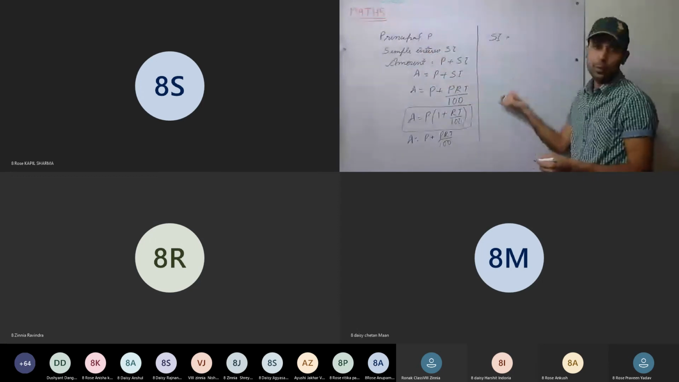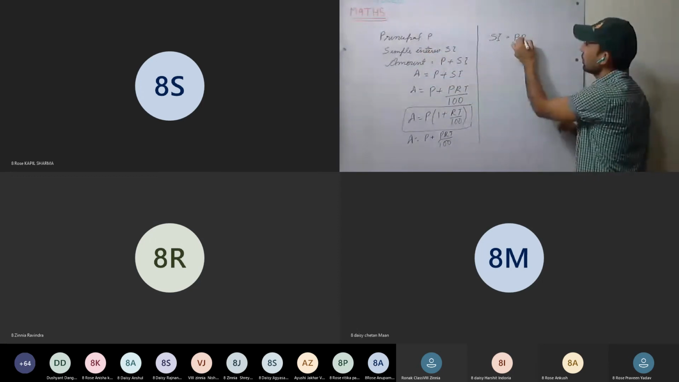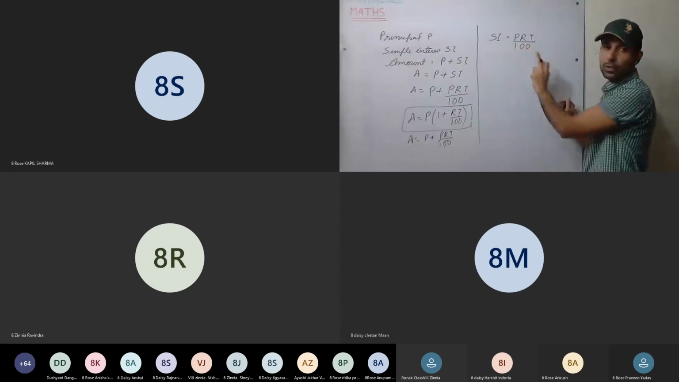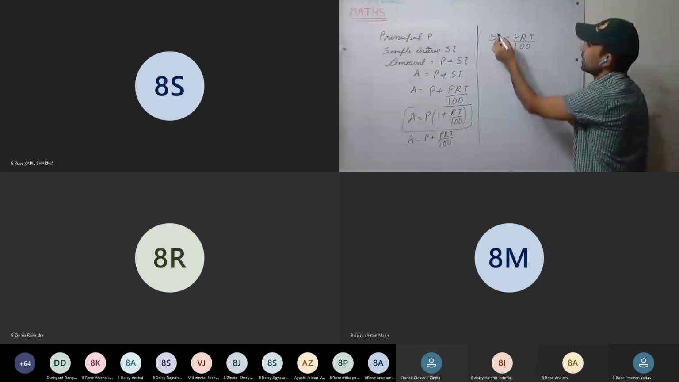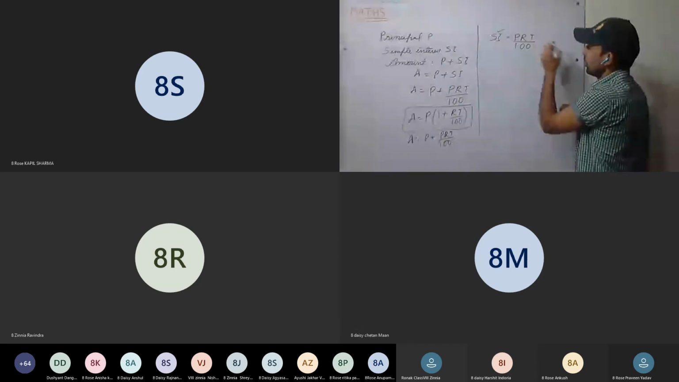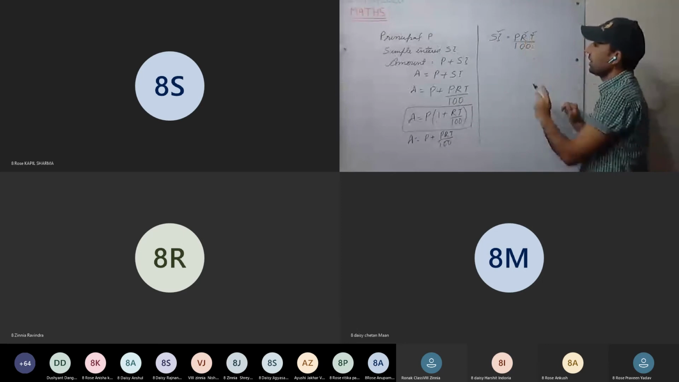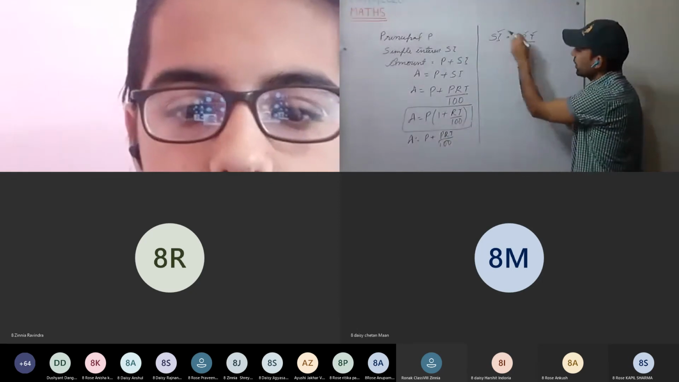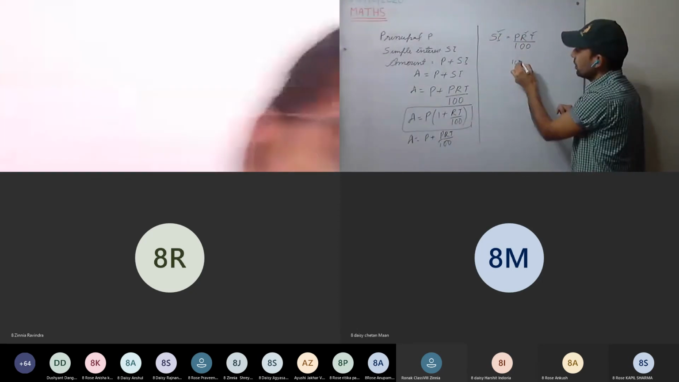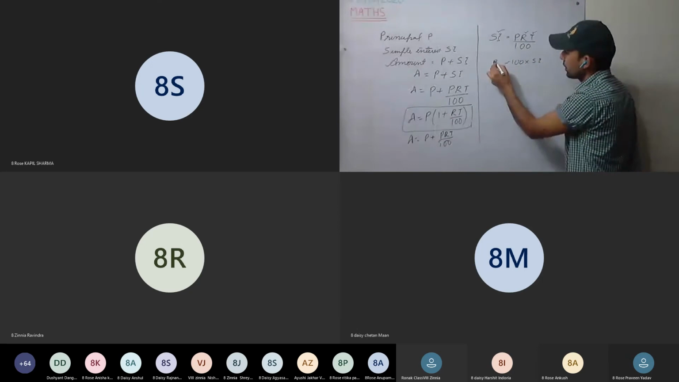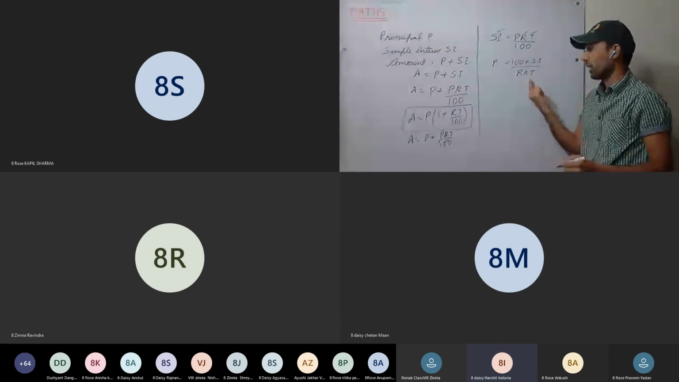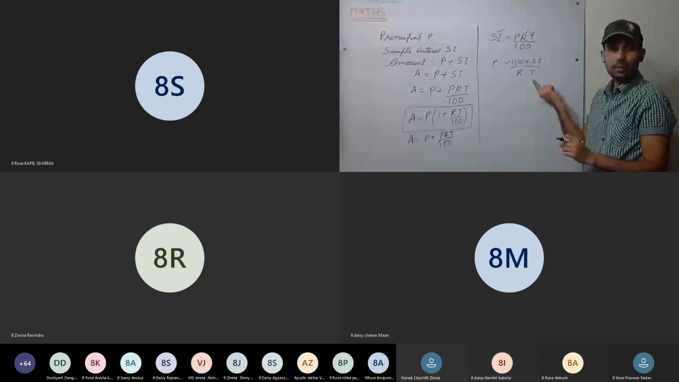Now see here, simple interest equals PRT upon 100. This formula we have already discussed: simple interest, principal, rate, time upon 100. This is clear. Now, for example, simple interest is given, rate is given, time is given. How can we calculate principal? We can take all things out there, so principal will be 100 into simple interest divided by R into T, or simply RT. This is clear.